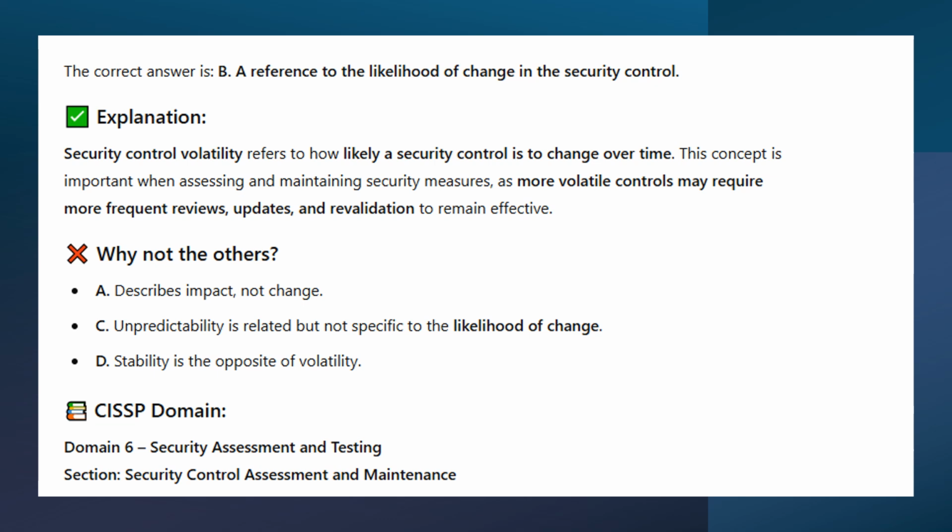Security control volatility refers to how likely a security control is to change over time. This concept is important when assessing and maintaining security measures, as more volatile controls may require more frequent reviews, updates, and revalidation to remain effective.